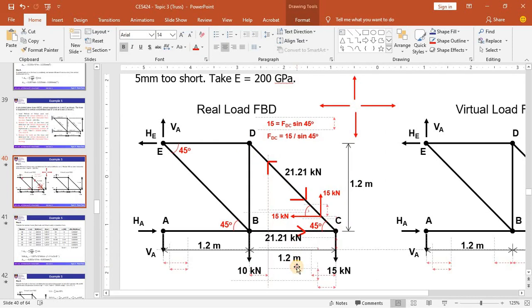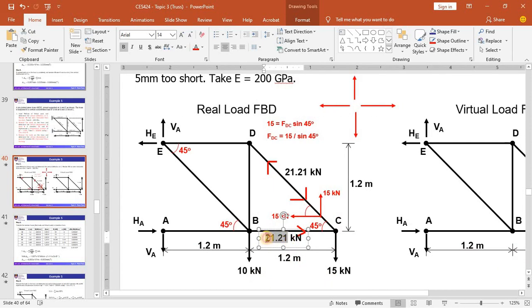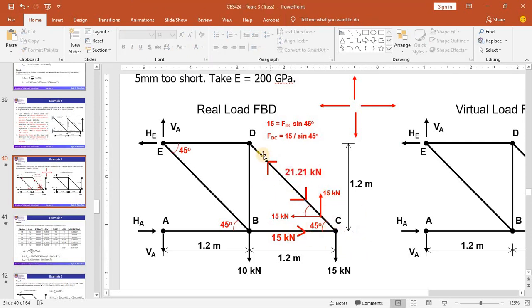So move this aside. Change this to 15 kilonewtons. Make it a red color for this value. So this is under compression. You can see that the arrow is towards the joint. Similarly, member BC is under compression as well. So let's complete the arrow.